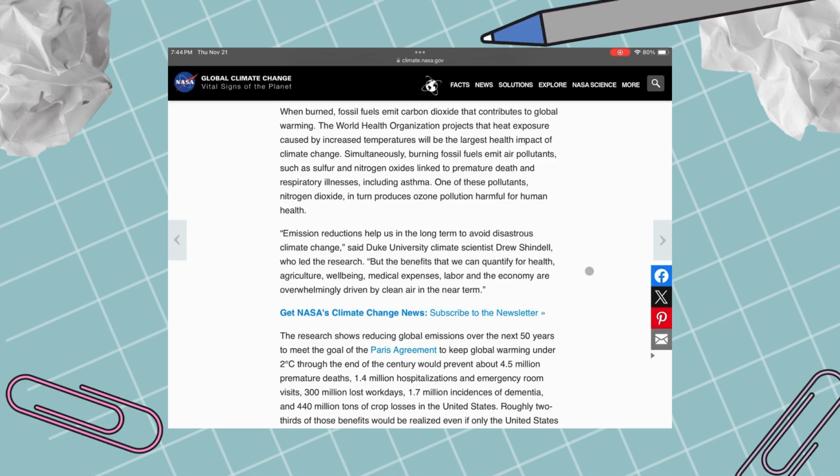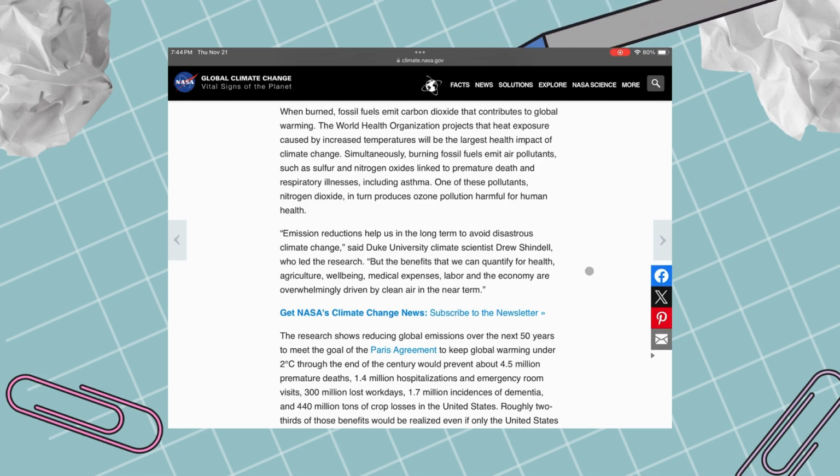Next we have, when burned, fossil fuels emit carbon dioxide that contributes to global warming. The World Health Organization projects that heat exposure caused by increased temperatures will be the largest health impact of climate change. Simultaneously, burning fossil fuels emit air pollutants such as sulfur and nitrogen oxides linked to premature death and respiratory illnesses, including asthma. One of these pollutants, nitrogen dioxide, in turn produces ozone pollution harmful for human health.